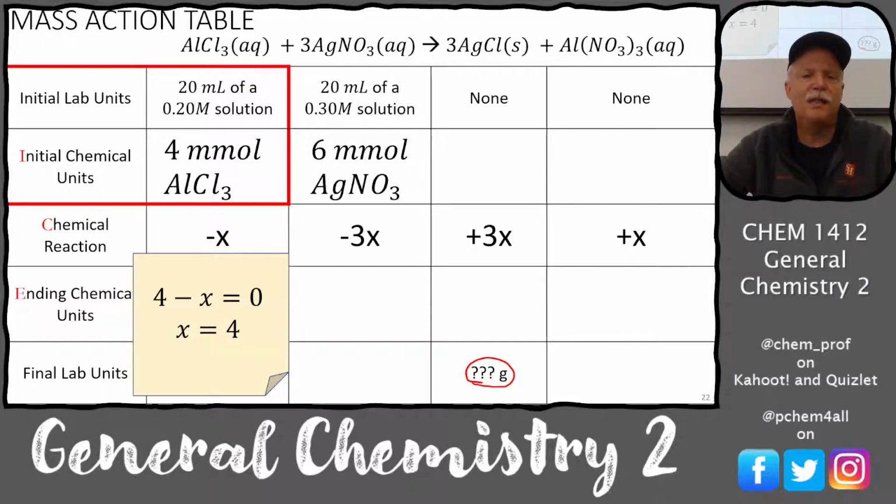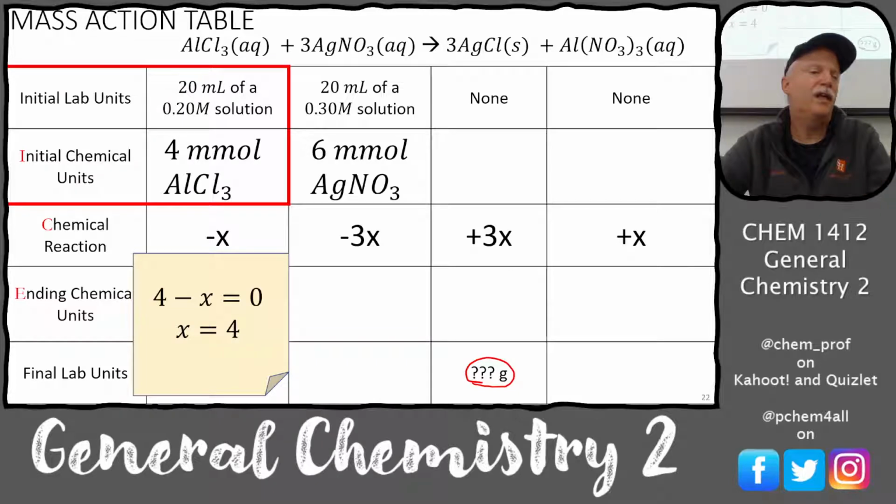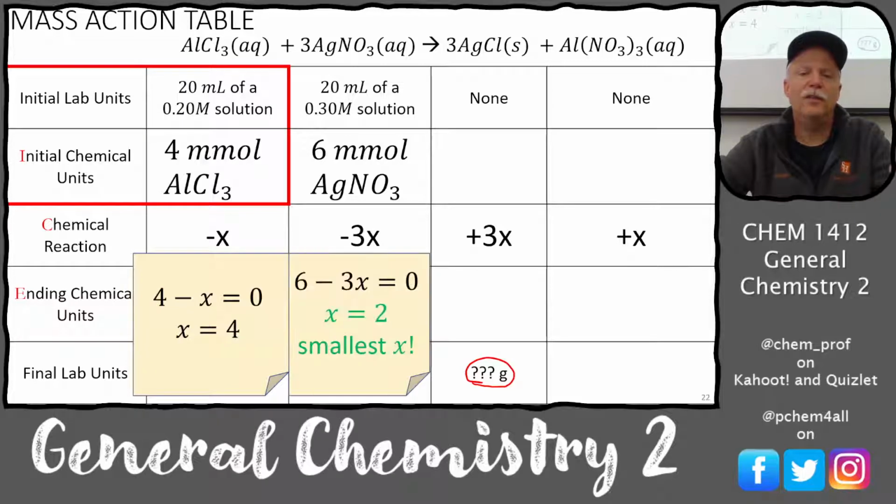So 4 minus X equals 0. What I'm doing is I'm saying, what if I ran out of this one? What would X be? Well, X would be 4 if I ran out of my aluminum chloride. What if I ran out of the silver nitrate? I would have 6 minus 3X equals 0. In that case, X equals 2. You've got to go with the smallest X. That's your limiting reactant. So I'm going to run out of silver nitrate before I run out of aluminum chloride.